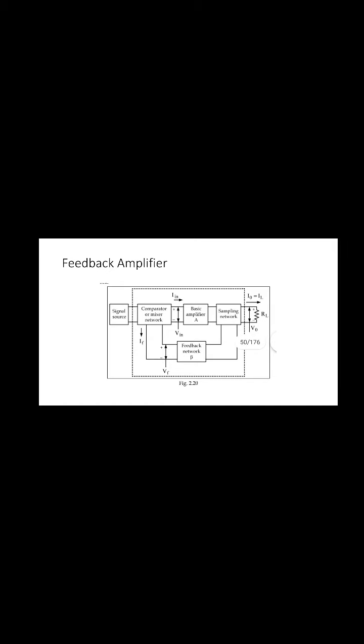Next is the block diagram of voltage and current sampling. There are two types of sampling network: voltage sampling and current sampling. In voltage sampling, we take the voltage across the output, in parallel. In current sampling, we take the current, in series. These two networks we will discuss later. So, the block diagram of the voltage and current sampling networks.